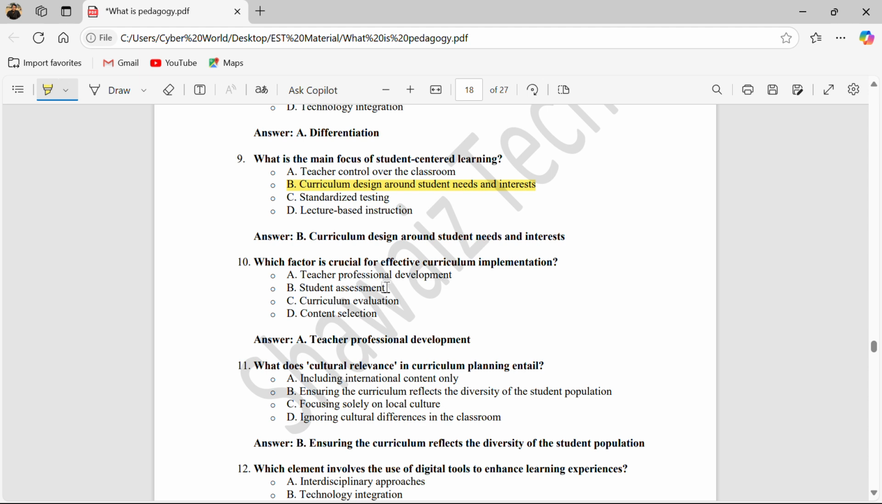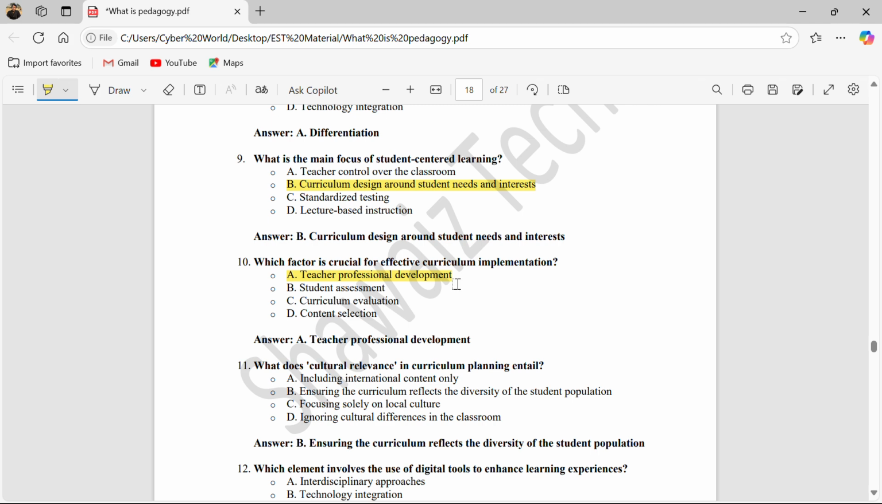Which factor is crucial for effective curriculum implementation? Teacher professional development, teacher student assessment? No. Curriculum evaluation? No. So the right answer is teacher professional development. If teachers are professionally developed, they can carry out effective curriculum implementation.